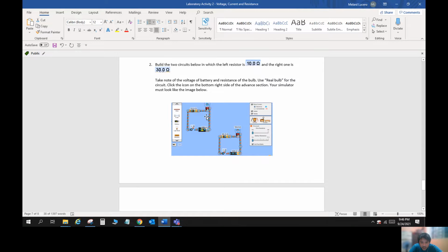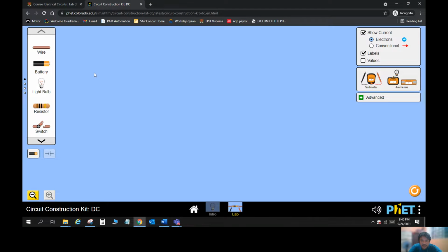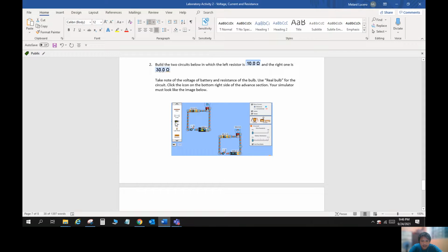So we just have to copy this one. So let us try to copy this one. So nasa left natin is 10 ohms, then the right one will be the 30 ohms. Then 100 parehas yung kanilang voltage or battery. So we have here also, what you call this one? A switch. Then both lamp. So copy natin siya. Ganun lang naman siya.